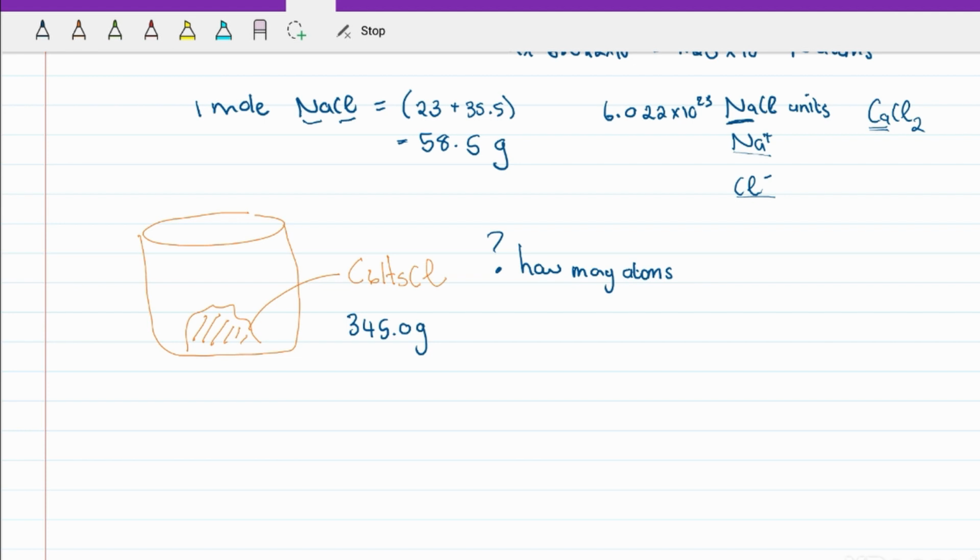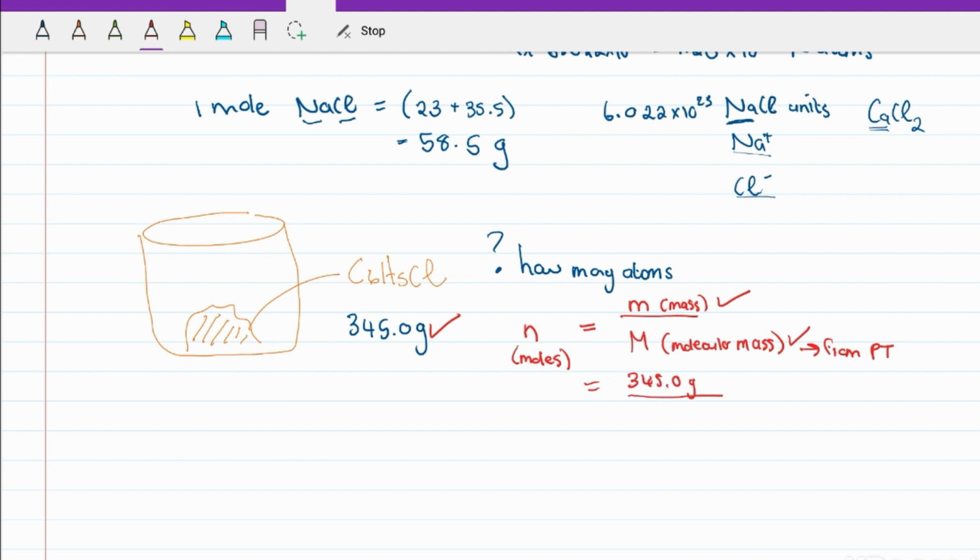And this is where I introduce you to the first and the most important formula in stoichiometry. And that is that the moles of a substance is equal to the mass divided by the molecular mass. So first of all, we have the mass. We can get the molecular mass from the periodic table, and then you can work out the moles. Okay, so let's quickly do that.